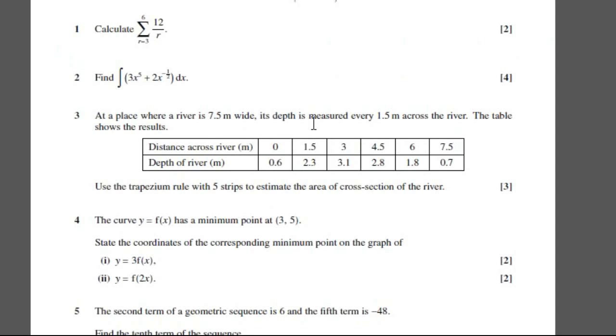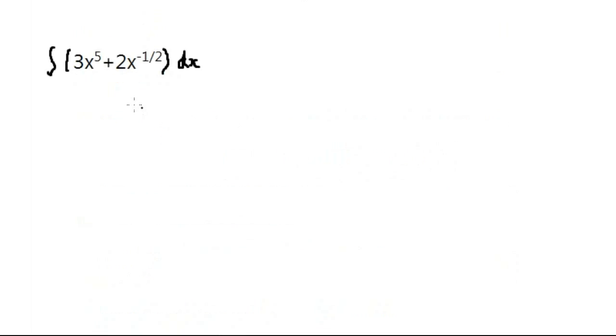Alright, on to question 2. We've got: find the integral of 3x to the power 5 plus 2x to the power negative a half. So that is a basic and simple integration. Let me copy that whole thing down onto my drawing board, and here it is. After some magic, the question has been transformed onto my drawing board.